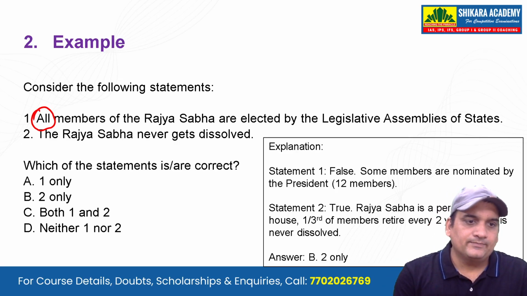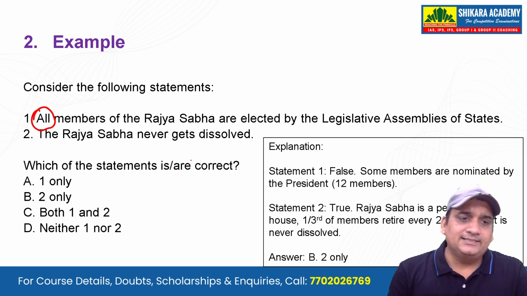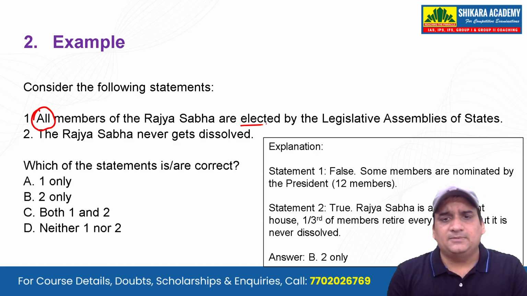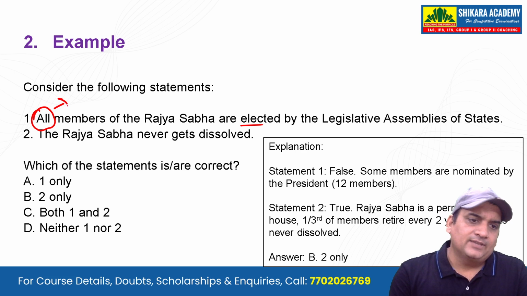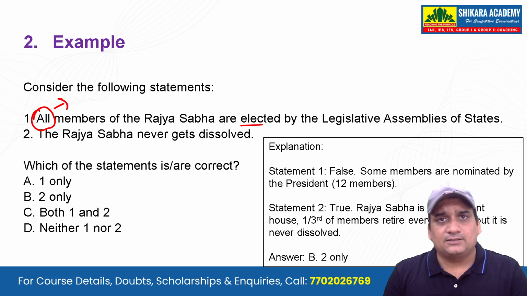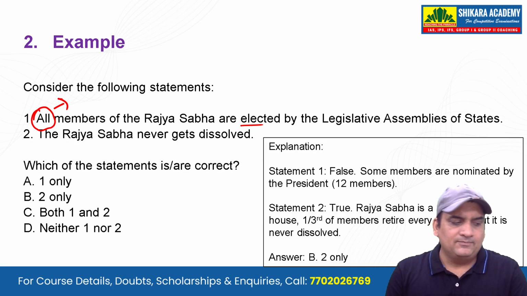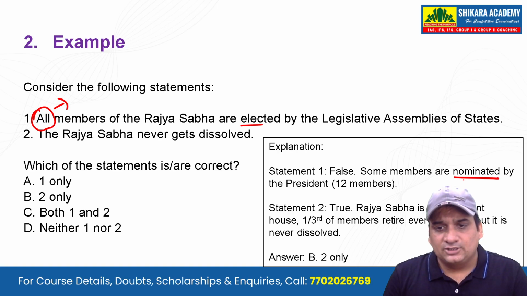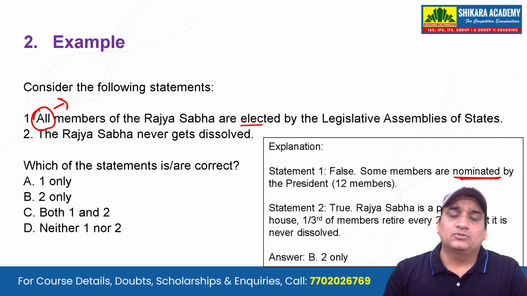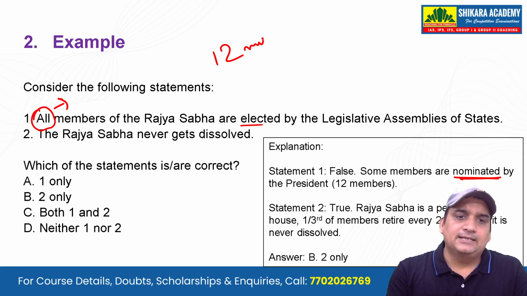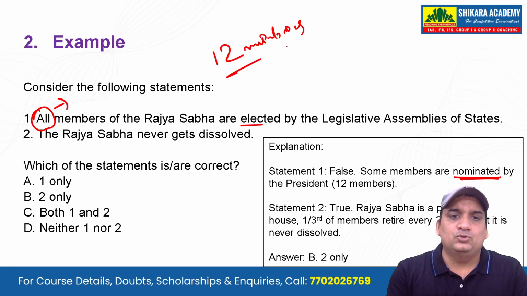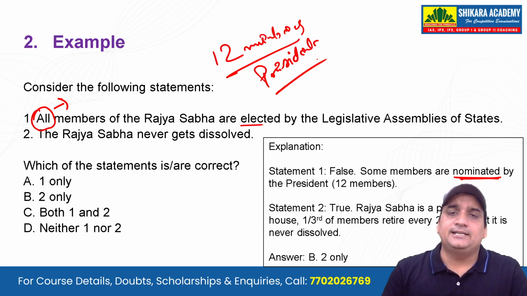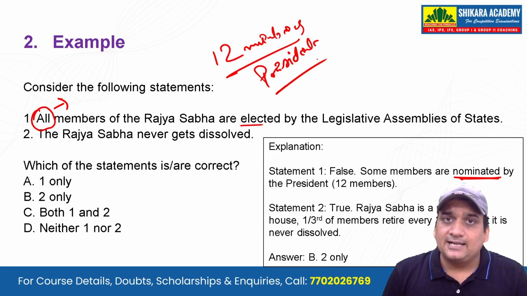All. It could have just said members of the Rajya Sabha are elected by the legislative assemblies of states. But here they are using this word all. And if you know about Rajya Sabha, you must know one thing, and that one thing is that some members are nominated by the president. Okay, 12 members are nominated by whom? By the president.